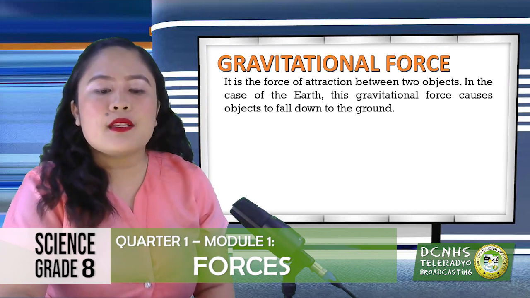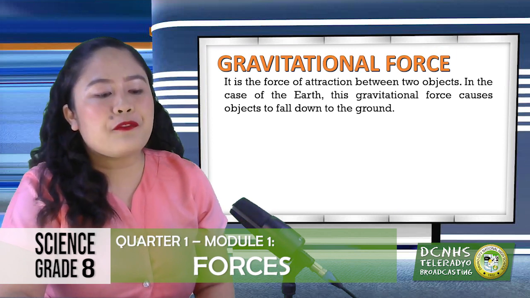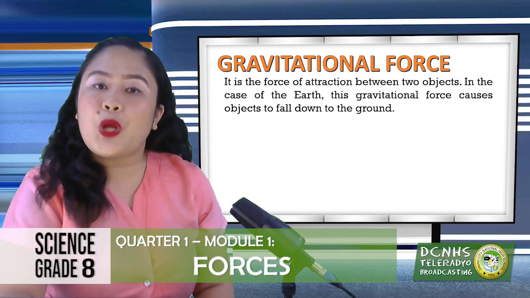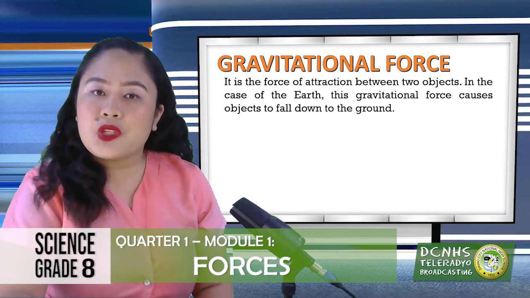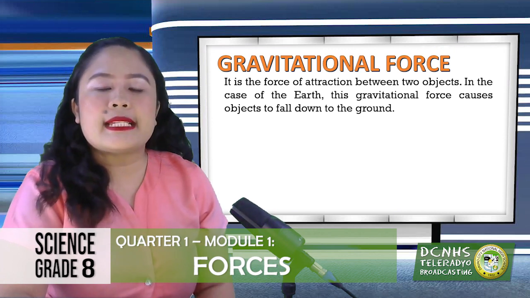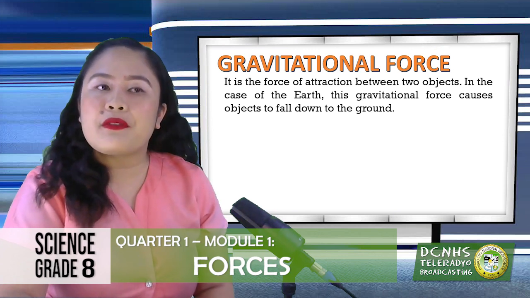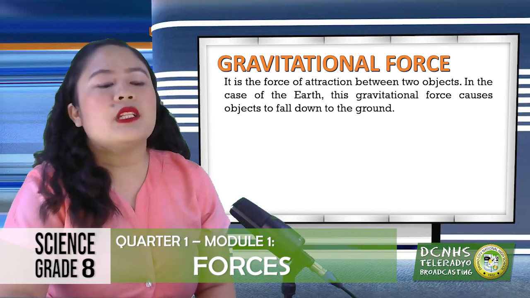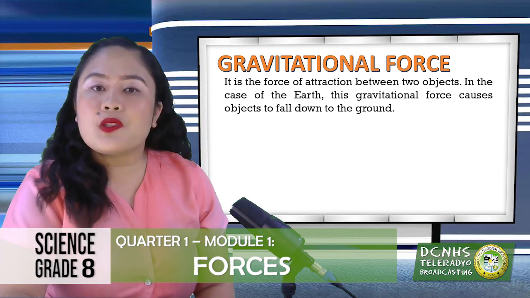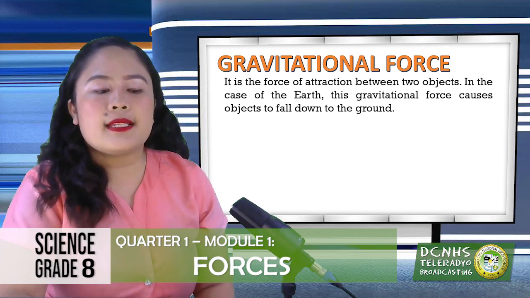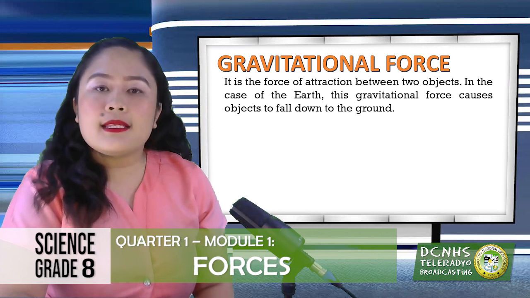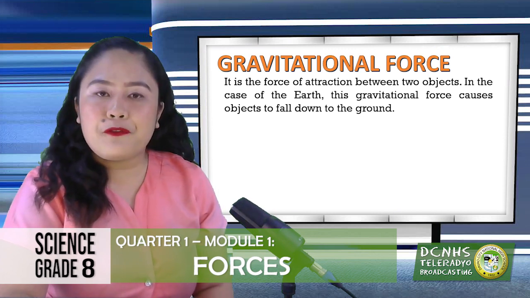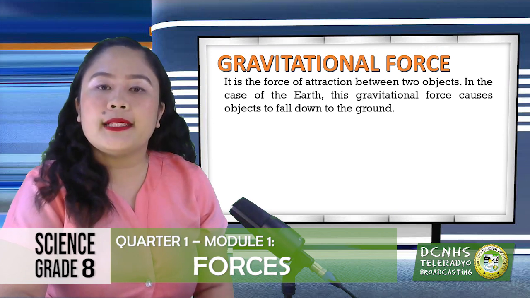Mass and distance of these two objects affect the gravitational force that holds them. The bigger the mass of the objects are, the bigger is the gravitational force between them. The closer the objects are, the greater is the gravitational force between them. Its symbol is capital F with subscript small letter g.